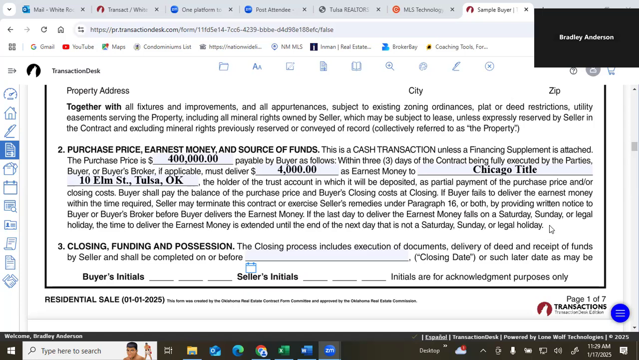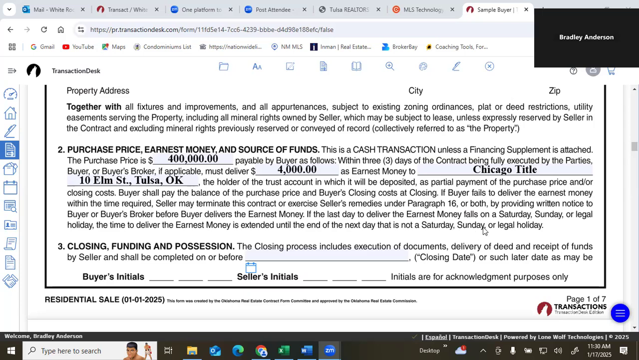So the best example is Labor Day and Memorial Day, because those are both Monday holidays. So if you execute a contract on Friday, well, Friday doesn't count as the first day. All right, that's important to note. Saturday is the first day. So if this contract says you have 3 days to deliver the earnest money to the title company, well, you got Saturday, Sunday, Monday. The last day is a holiday. Well, it's actually due on Tuesday. Okay, so the biggest thing to take away here is that it is not business days, it is calendar days.